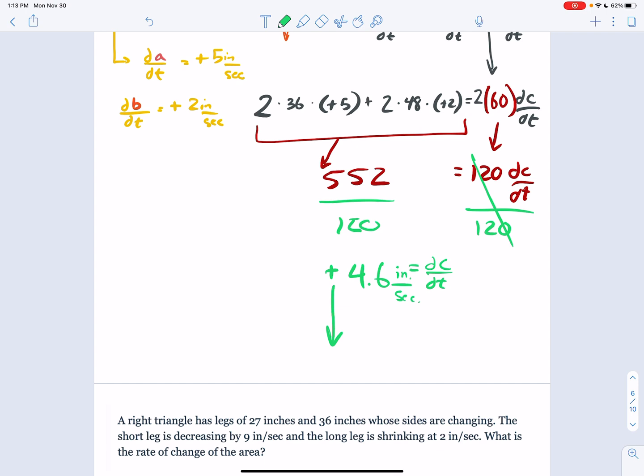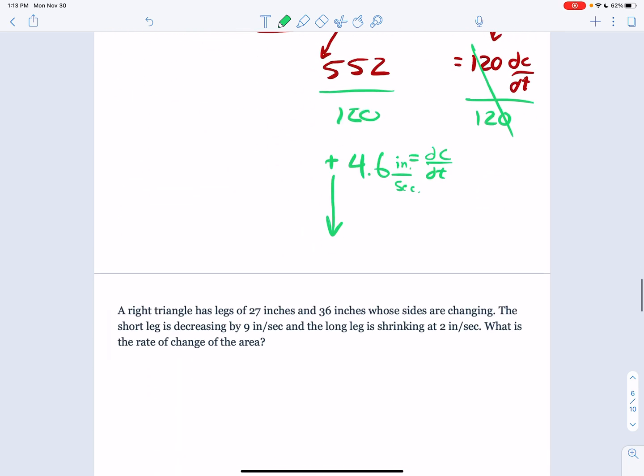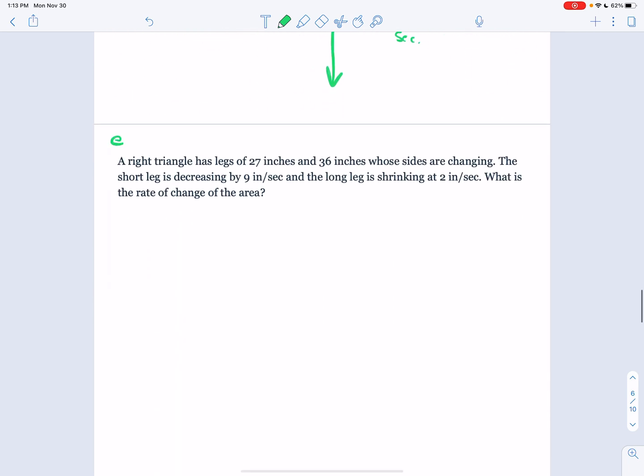I'm going to wait for the gardener to stop. Okay, here's the last one while I wait. Here's part E. Go ahead and write this one down.